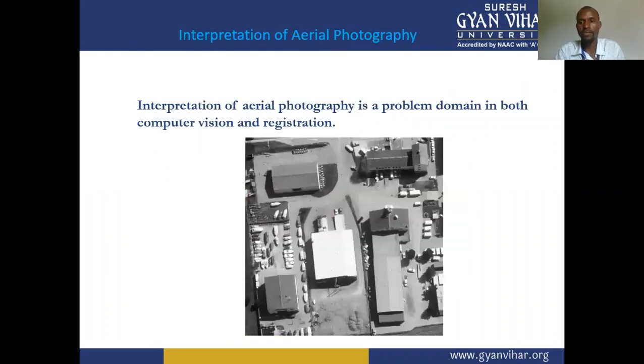Then we have interpretation of aerial photography. This one is very necessary whenever we are doing image registration or computer vision, where we want to identify different objects in a scene. So maybe you can identify this is a car, this is a house, this is a factory, this is a lane, this is a tree. All these can be used for interpreting what is present in a scene.